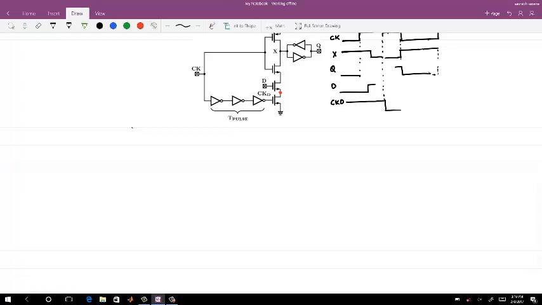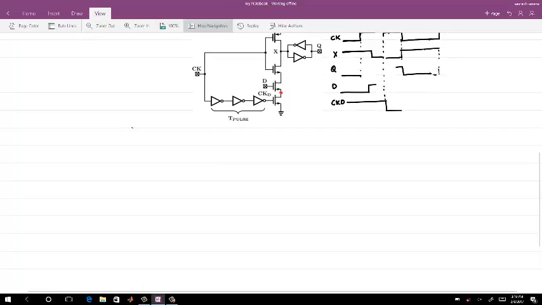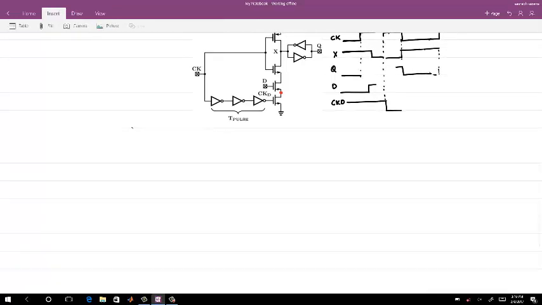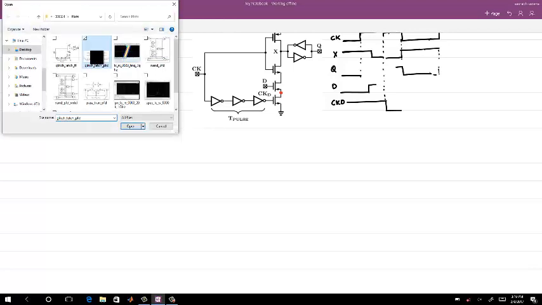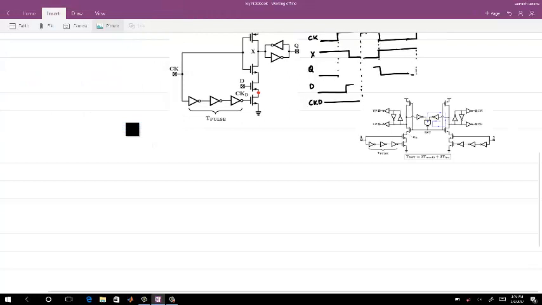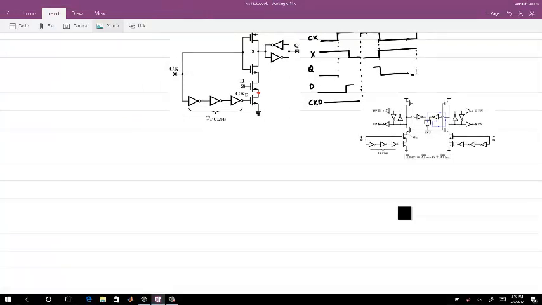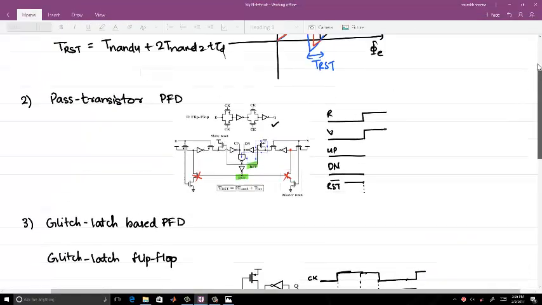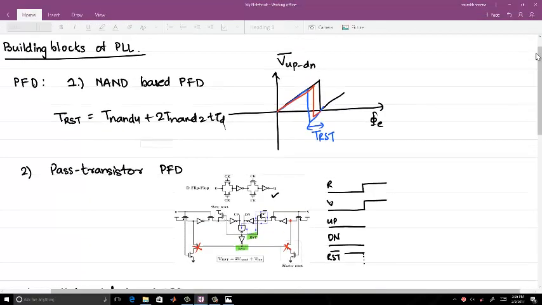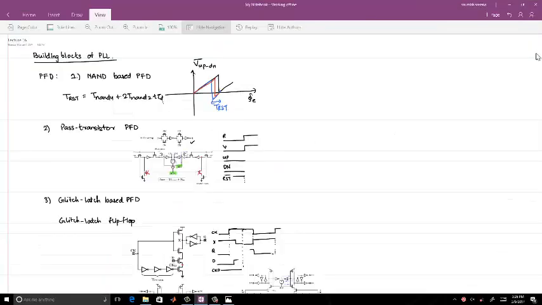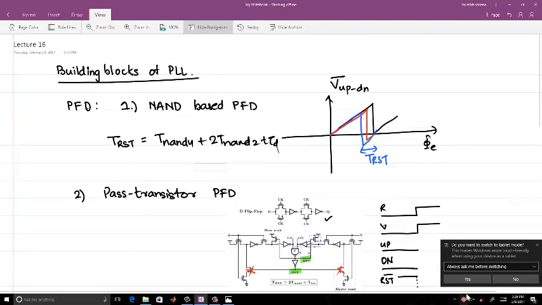So let me just represent this. Insert picture. glitchless PF. Oh man, this one is, why is it coming here? This is a serious problem. Wait a minute. Let me just give you the final result for this, which is, we will look at this in more detail just next class. Let's see why I'm not getting this part.